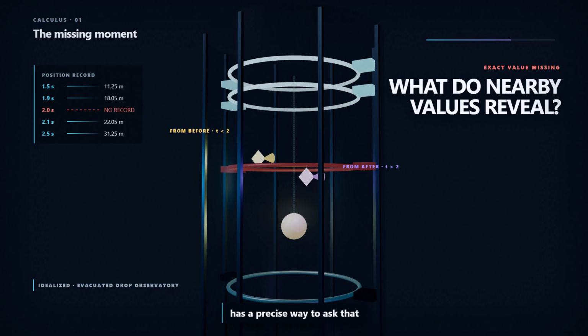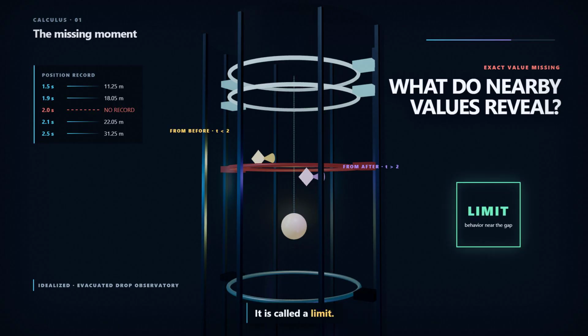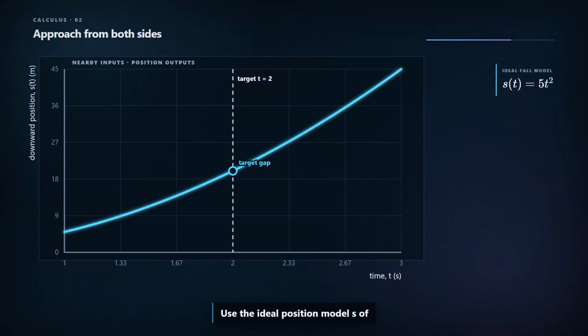Calculus has a precise way to ask that question. It is called a limit. Use the ideal position model S of t equals 5t squared, with downward distance in meters. A gold probe samples times below 2.